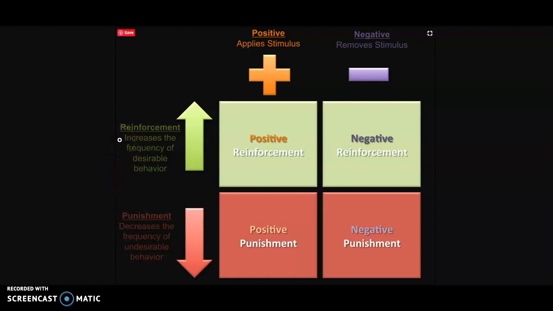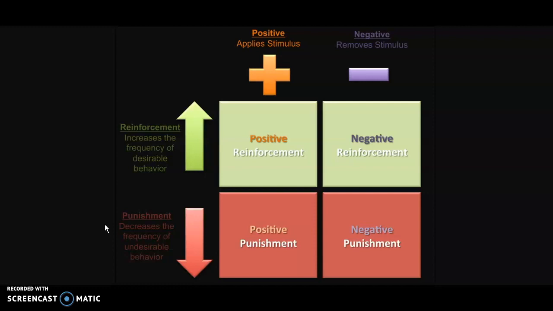Reinforcement is when you're trying to increase the frequency of a desirable behavior. You want to see a certain behavior happen more often. On the other hand, punishment aims to decrease the frequency of an undesirable behavior. So you're trying to see a certain behavior occur less often.